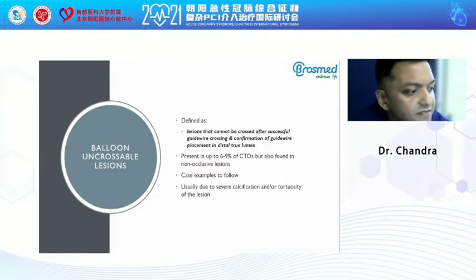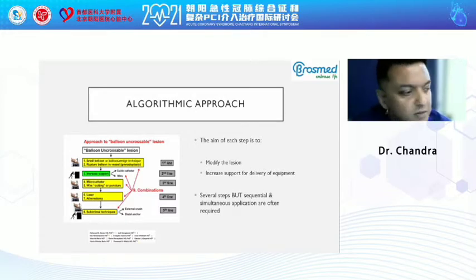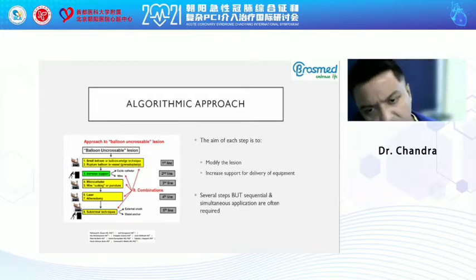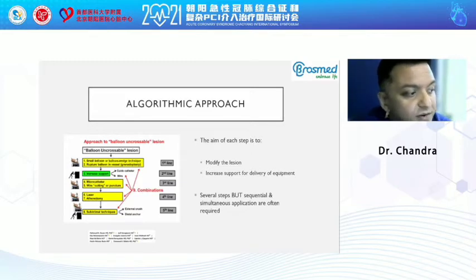There is now a relatively well accepted algorithmic approach that was published last year by Brilakis and colleagues in April 2020. The aim of each step of this approach to balloon uncrossable lesions is, first of all, to try to modify the lesion and or increase support for the subsequent delivery of equipment. There are several steps, but sequential and simultaneous application are often required to achieve successful outcomes.